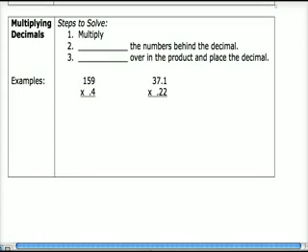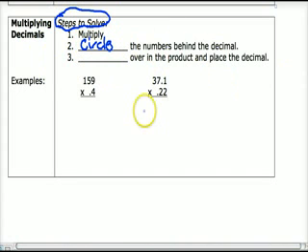Okay, the next thing we're going to do is multiplying decimals. So here's our steps to solve. Number 1 says multiply. Number 2, circle the numbers behind the decimal. Ms. Tutt showed me how to do that a couple years ago. I thought that was great. And number 3, count over in the product and place the decimal. So let me show you what that looks like.